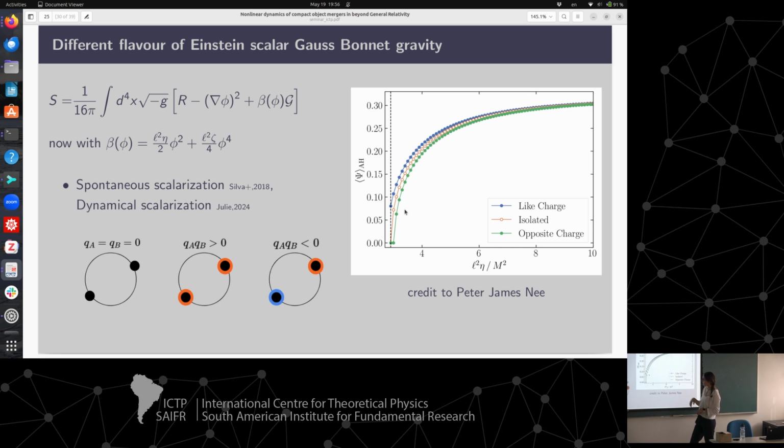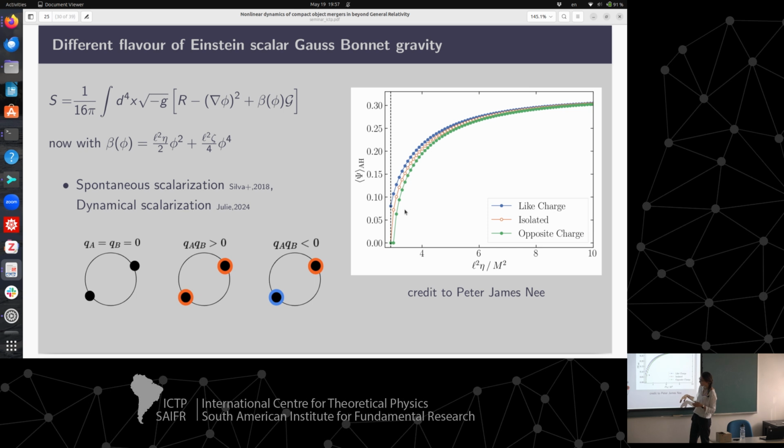So why are we doing this? Because you can show, if you derive the equations of motion, that now GR is a solution to the equations of motion. If you look at this figure here, this is the scalar field on the apparent horizon as a function of coupling. What we find is that for a small coupling, you just have a GR black hole. But as you increase the coupling, at some point your black hole is going to scalarize and develop this scalar field.